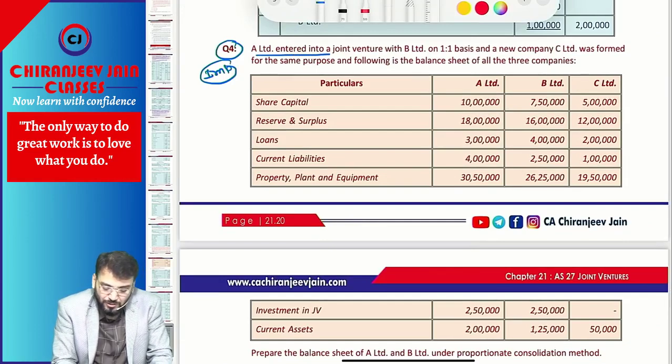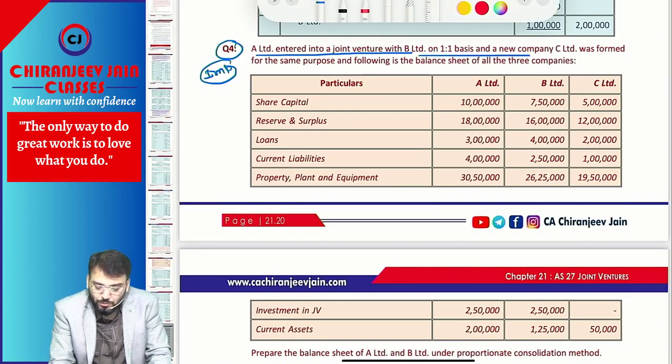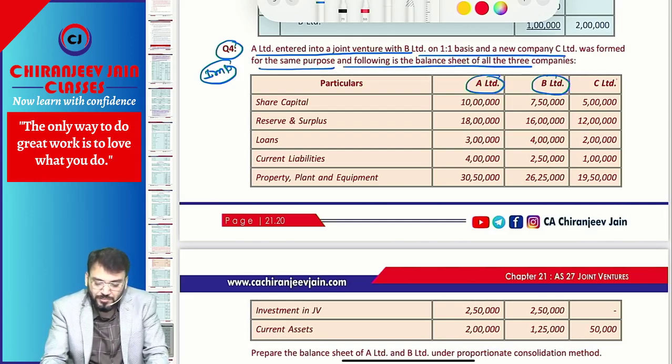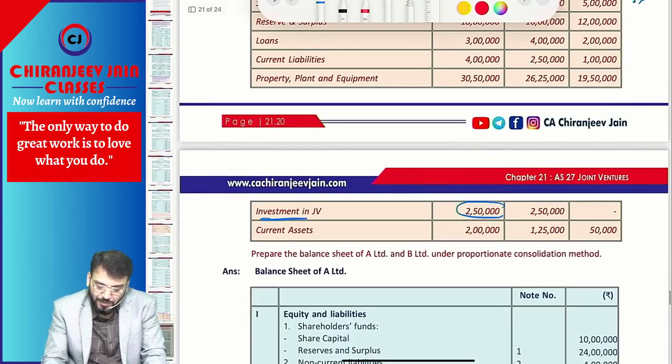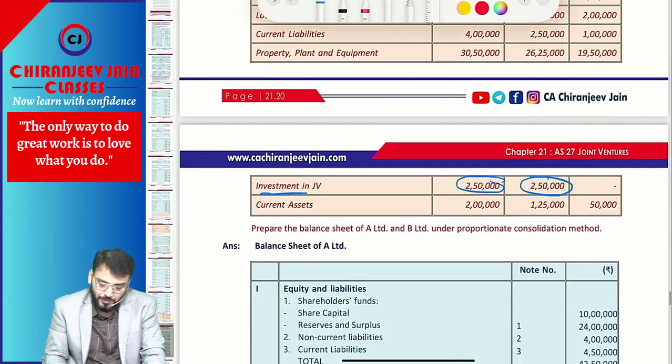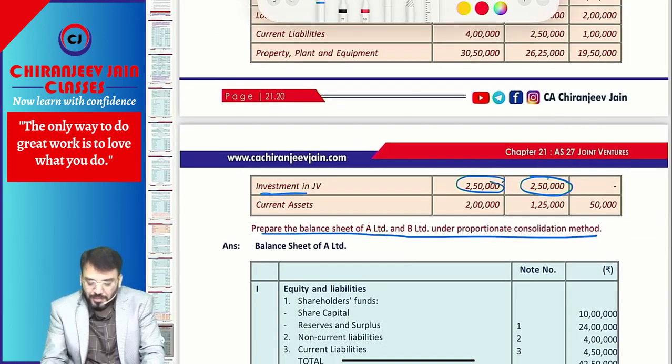A Limited entered into a joint venture with B Limited on a 1:1 basis, and a new company C Limited was formed for the same purpose. Following is the balance sheet of all three companies: A Limited's own balance sheet, B Limited's own balance sheet, and C Limited, the joint venture. You can see investment in joint venture of 2,50,000 and 2,50,000 is coming. Prepare the balance sheet of A Limited and B Limited under the proportionate consolidation method.